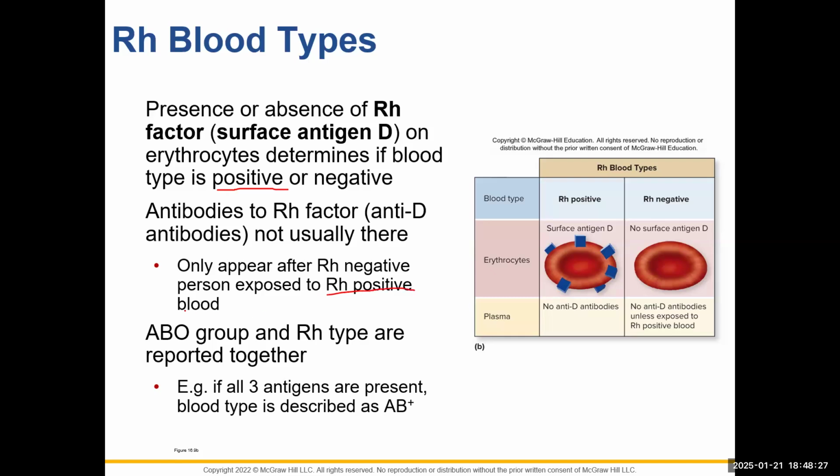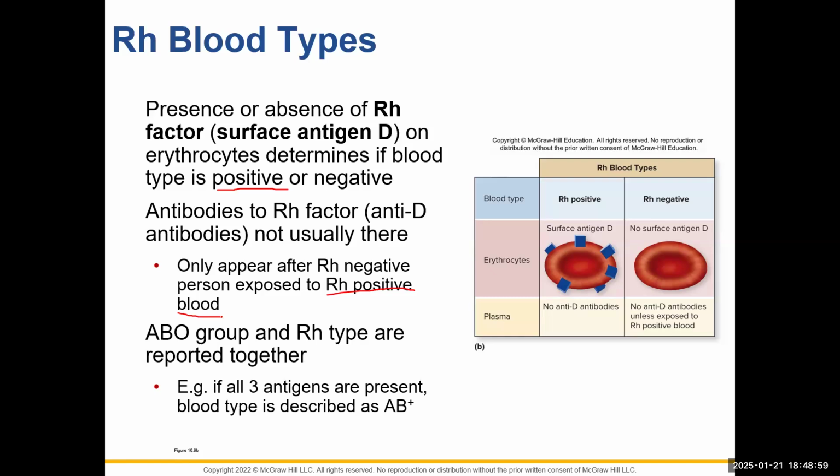So let me repeat that. The only time, because normally the antibodies do not exist. So for those antibodies to come into existence, that individual needs to be exposed to a person that is Rh positive, to their blood. Once that happens, then that Rh negative person will produce their own antibodies. So keep that in mind.